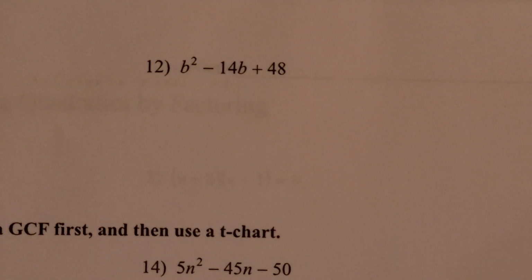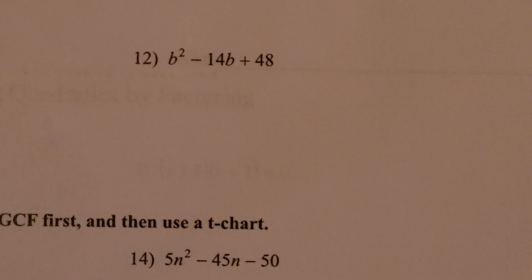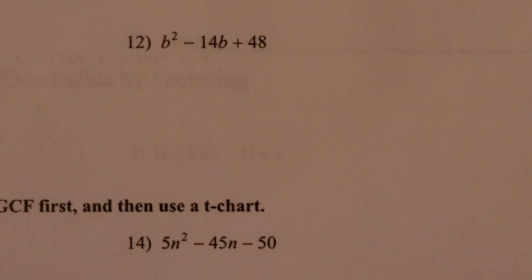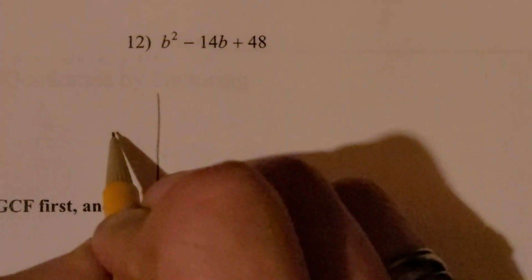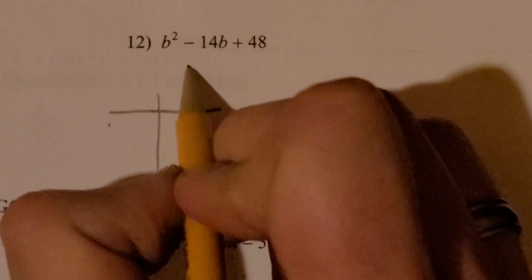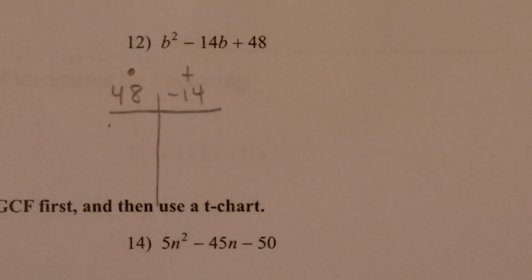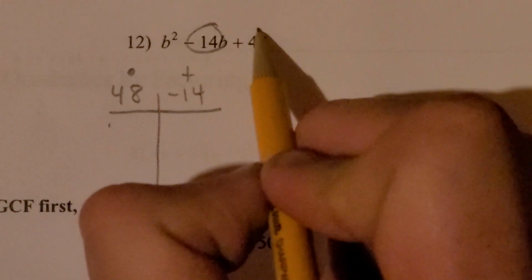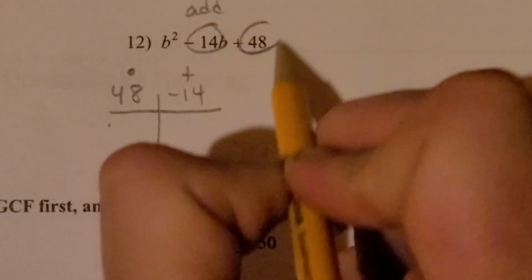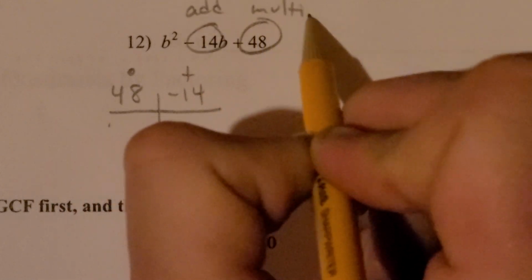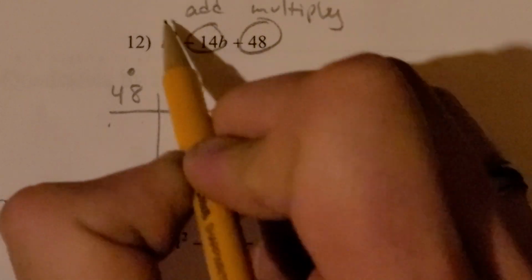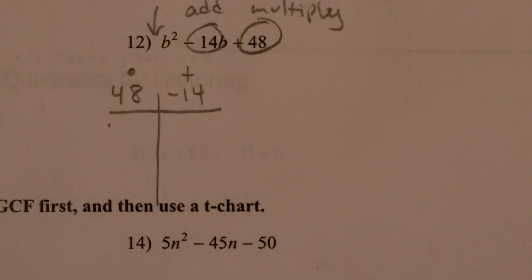Okay, number 12. Slightly more fun. I got slightly larger numbers, but nothing too crazy. If I look at my T-chart, I need two things that add to a negative 14, but multiply to 48. Add to the middle. Multiply to the thing at the end.